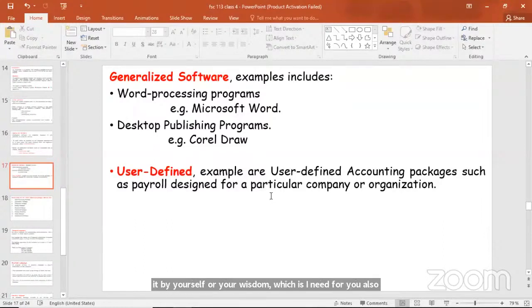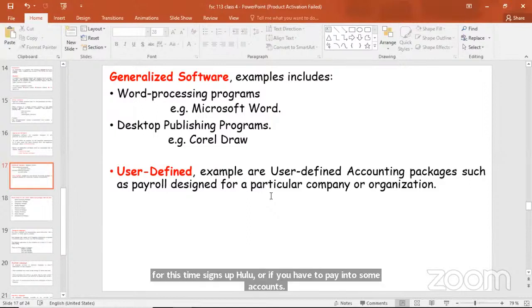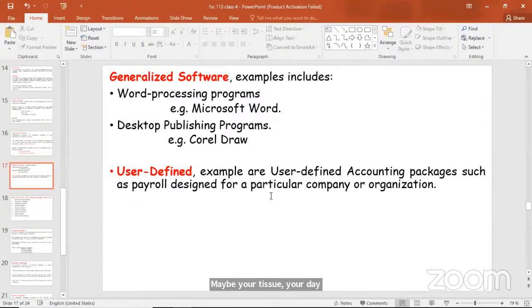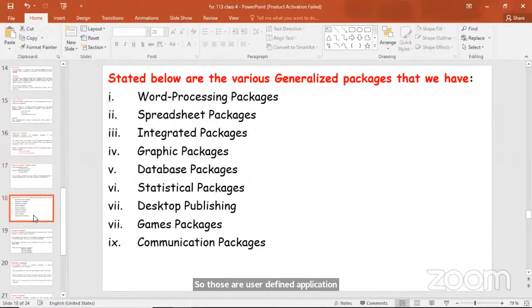Also, for instance, a payroll, or if you have to pay into some accounts, maybe your tuition or your departmental dues and all that, those are specified by the users: if this individual pays, please mark that this person has paid, then you can proceed to the next step. So those are user-defined application software. Below are various generalized packages that we have.